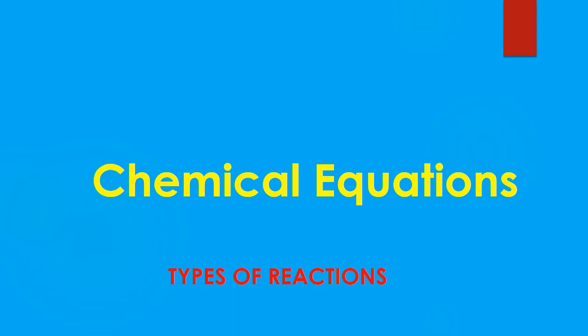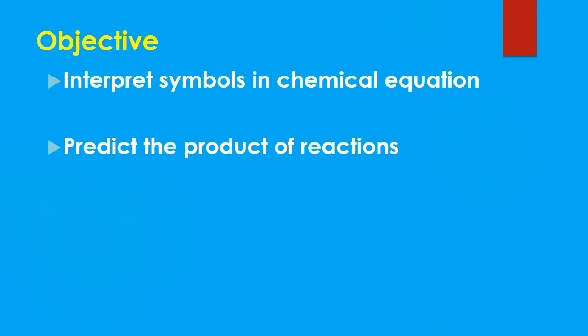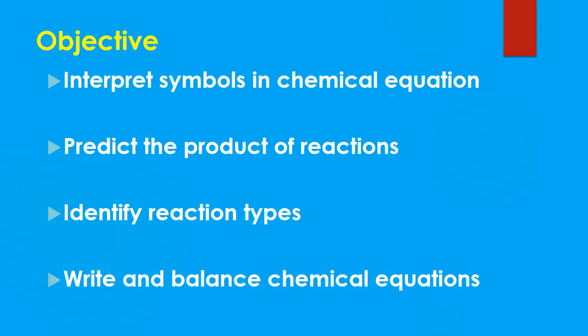In this video we'll be talking about chemical equations and more specifically the types of reactions. Our objectives will be to interpret symbols in chemical equations, predict the products of chemical reactions, identify the types of reactions, and write and balance chemical equations.